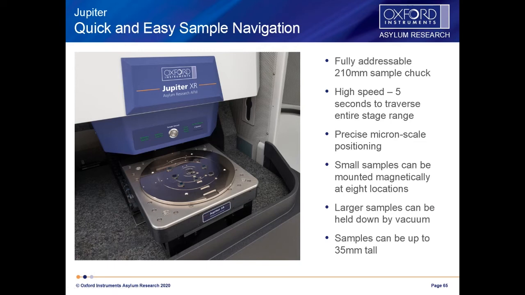It can also accommodate samples that are very tall. The height of the sample can be up to 35 millimeters. So just to summarize, you can hold the samples down either by vacuum, or you can hold them down magnetically at those 8 magnetic locations that are available. The vacuum comes in different rings, so if you have smaller coupons or larger wafers, depending on which vacuum ring you leave open, you can hold different size samples.